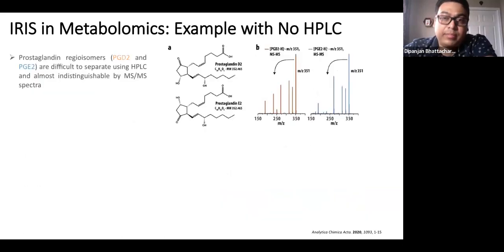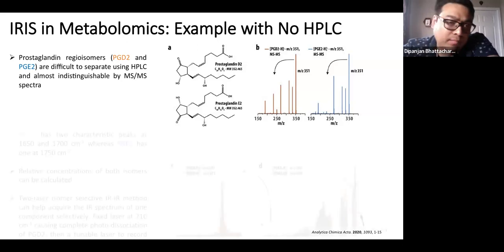Okay. Now I'll show you a couple more examples where this technique was used, where there was no HPLC required. One such example here on screen is the regioisomers of prostaglandin, the D2 and E2 versions. They're very difficult to separate in HPLC, and their MSMS fragmentation patterns are also very similar. Definitely not identical, but pretty similar. So it's difficult to distinguish them.